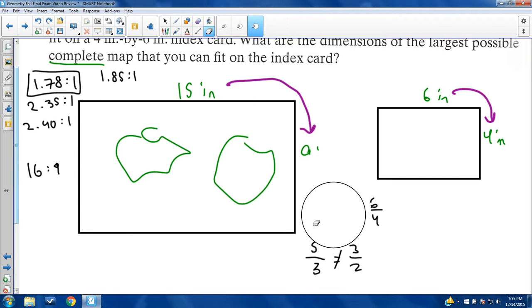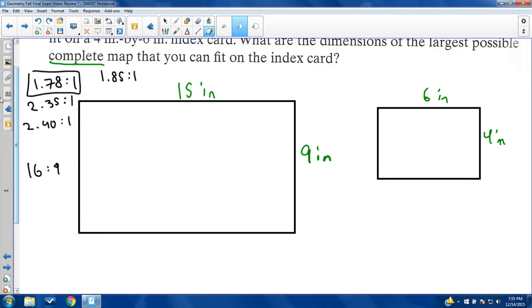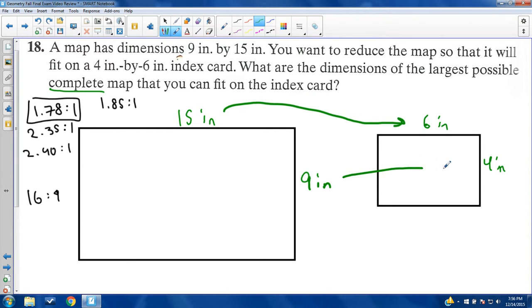So what does that have anything to do with this? Well, you might make a little assumption that you're just going to shrink one and then automatically you'll be good with the other. What this problem is all about is you've got a map, and it's this big. And you have to make it small enough so the whole thing fits. I'm going to shrink 15 down to 6. I'm going to shrink 9 down to 4.